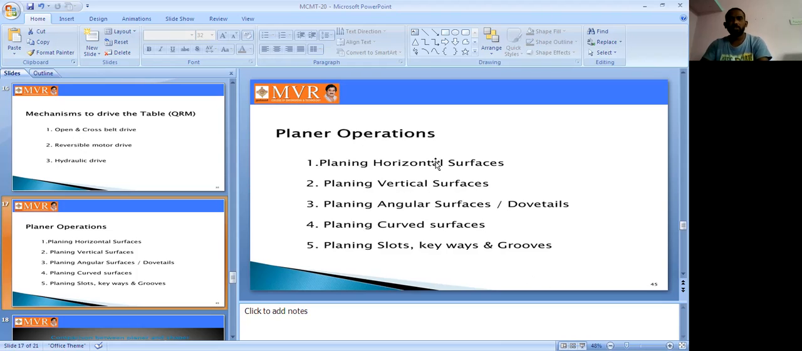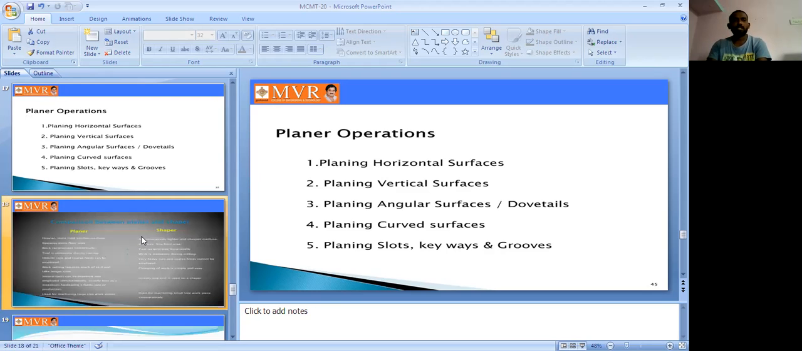So on any workpiece, we produce horizontal surfaces, vertical surfaces, angular surfaces, dovetails, curved surfaces, and by using the planing operation, slots, keyways, and grooves. So these are the planer operations, produced by using the planer machine. Very important, the planing machine.